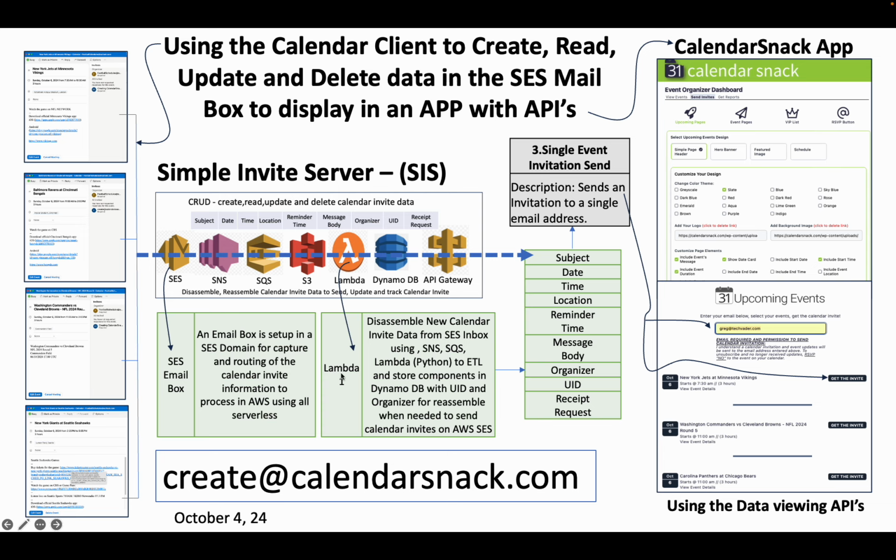We ingest it with our first Lambda, which disassembles the new calendar invite from the SES box. We use off-the-shelf tooling such as SNS, SQS, and several Lambdas built with Python to extract, transform, and load and store those components into DynamoDB with the correct UID for the organizer, and reassemble those when needed on DynamoDB to send out millions of calendar invites to something like your AWS Pinpoint list.